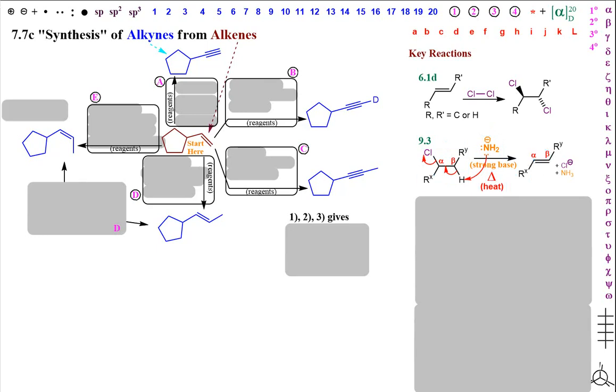In our video on 9.3, you would see that the alpha carbon is the carbon with a leaving group, the halogen here. Beta is one away from alpha. The beta carbon must have an H. The base grabs the H, and you make a pi bond.